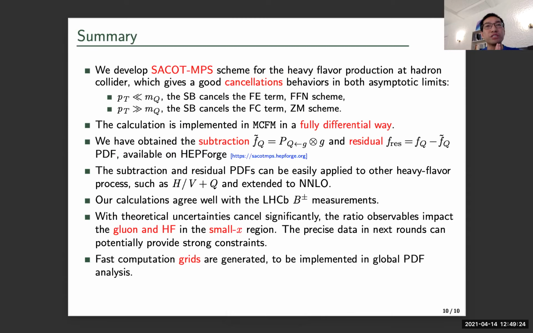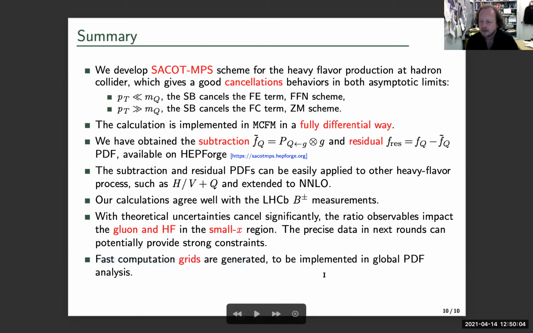Our calculation agrees with the measurements currently available, and in the future, as the data accumulate and the systematic uncertainty reduces, we expect that heavy flavor production at hadron colliders, I have to say especially, will constrain the heavy flavor gluon and heavy flavor PDF, especially at small x regions. And also the last one, we have generated fast computation grids that can be easily implemented in the global analysis. That's left for future studies. So that's all for my talk. Let me take questions here.